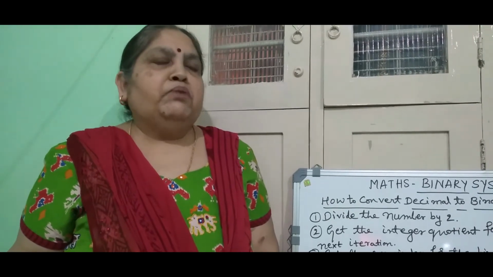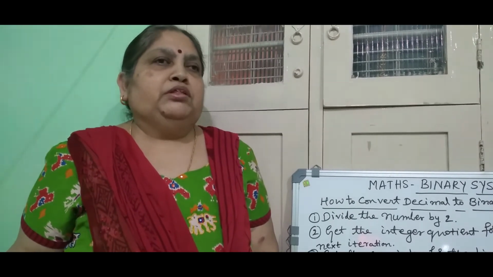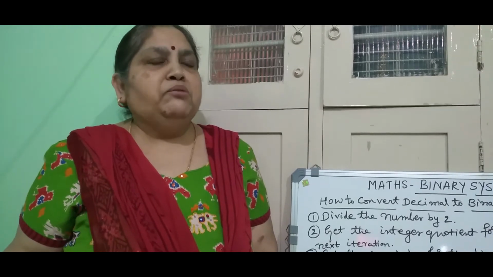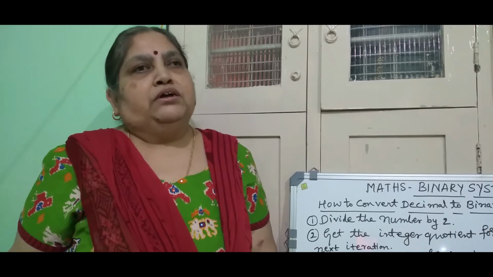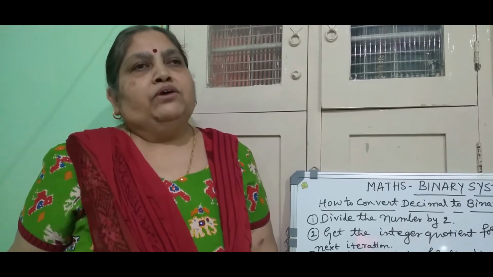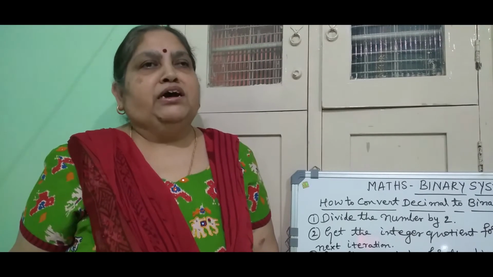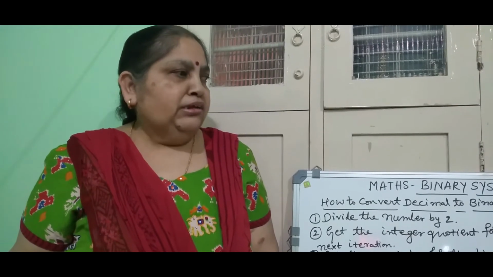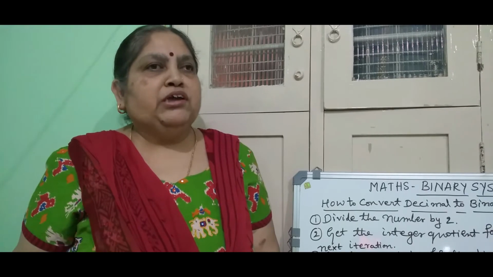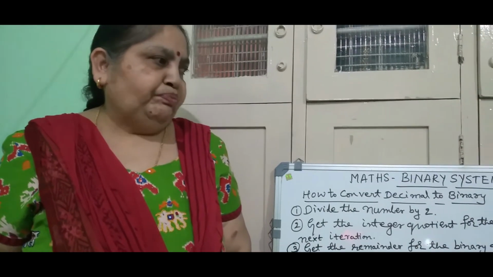But in the binary system, the word itself will tell you, bi means 2. Only 0 and 1 are used. 0 is the lowest digit and 1 is the highest digit in the binary system. So let us know some of the facts about this binary system.